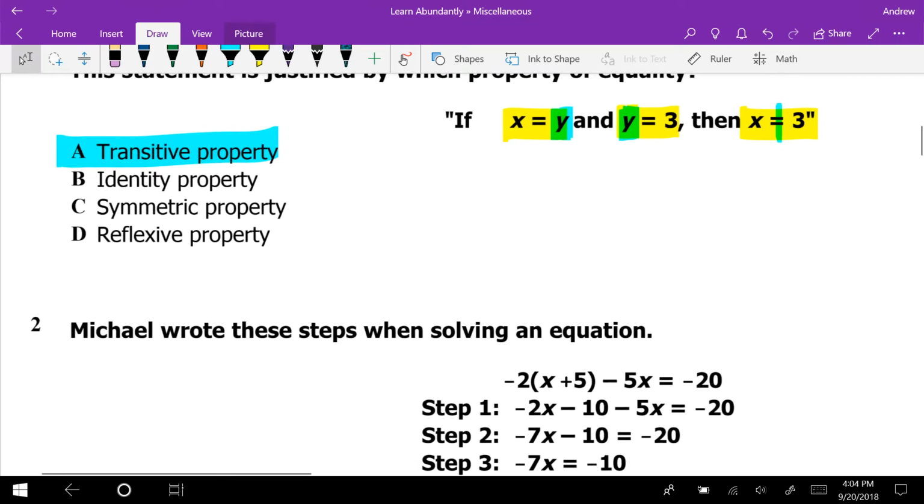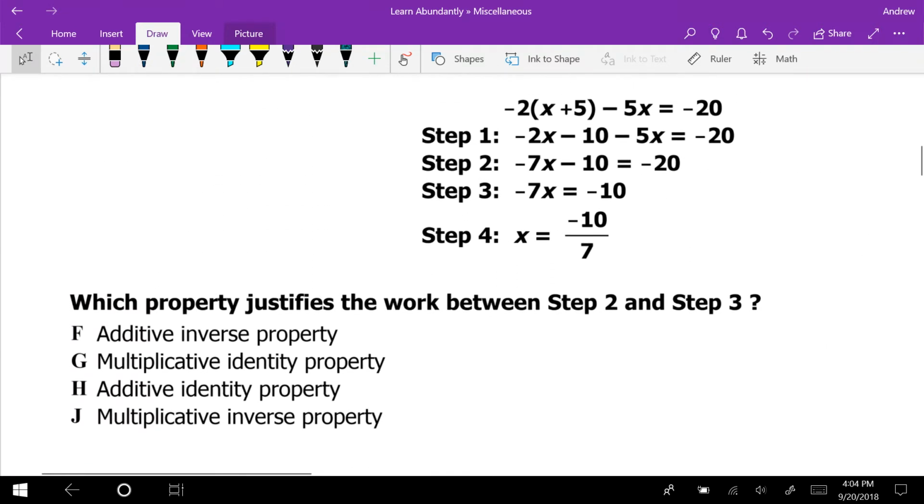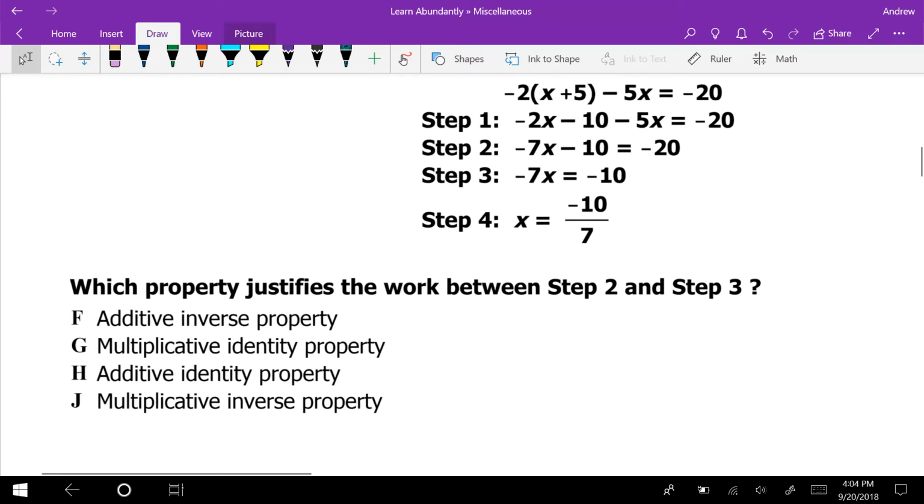Next up, we have Michael wrote these steps. Now, these are steps, so we obviously know that his first step is going to be given. So after he does his first step, what did he do between step 2 and step 3? So what changed from here to here? Additive property of equality. That's right. It added 10 to both sides.